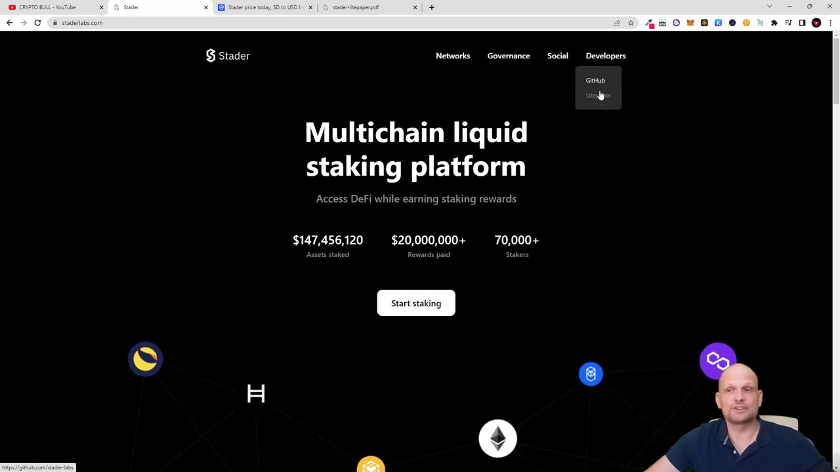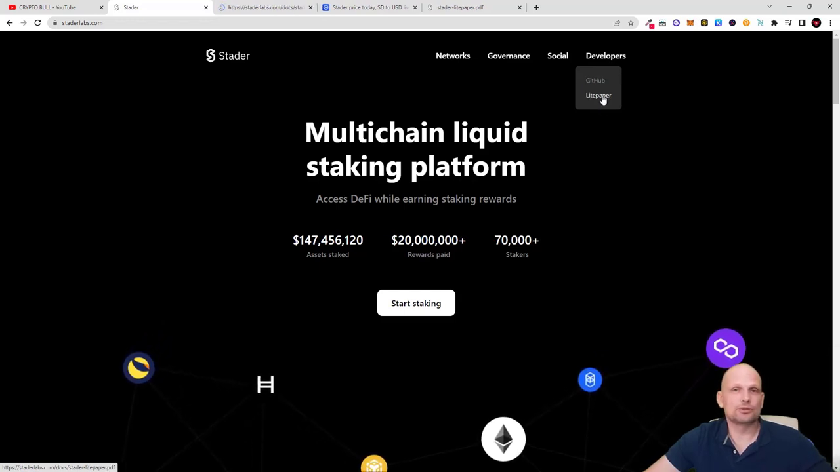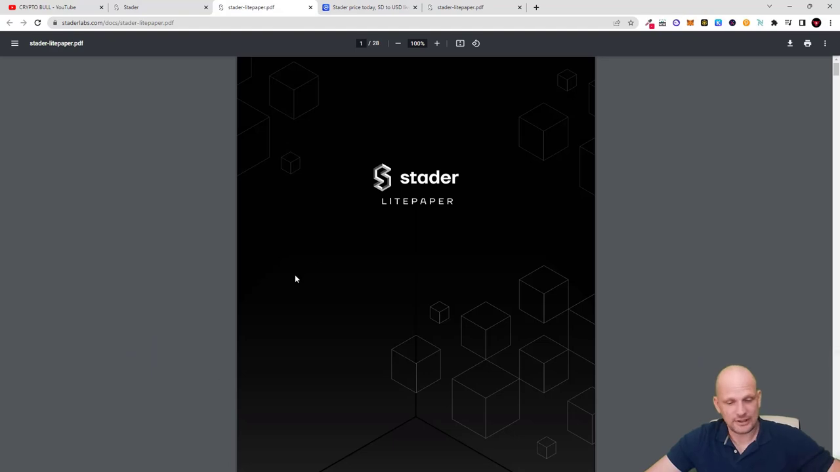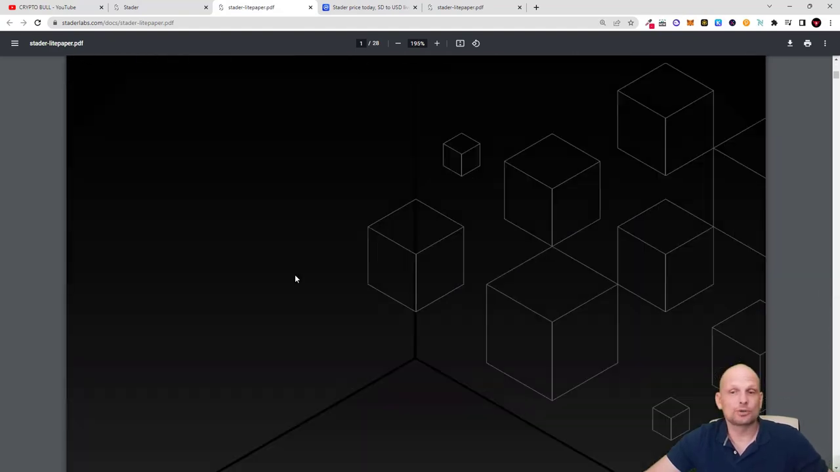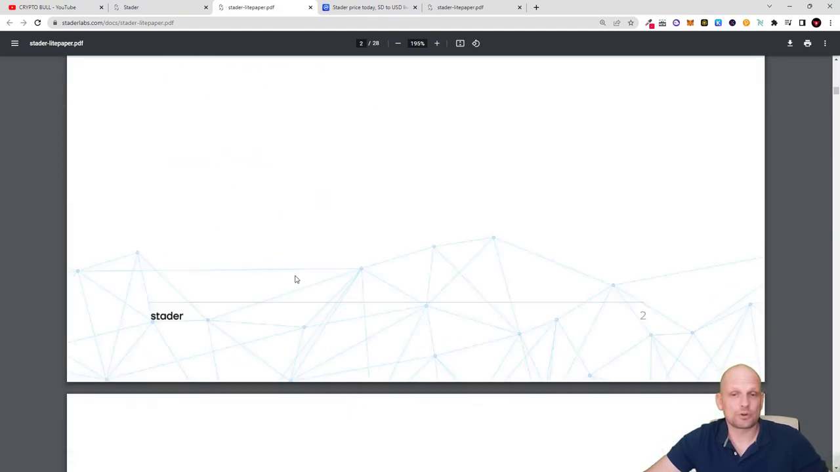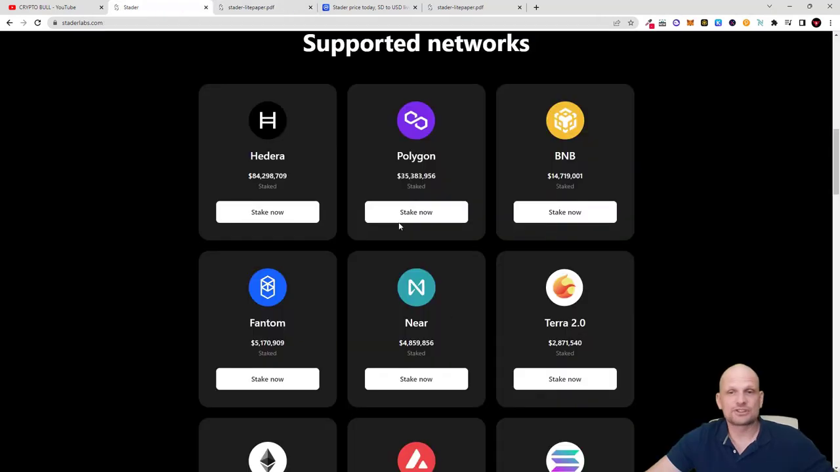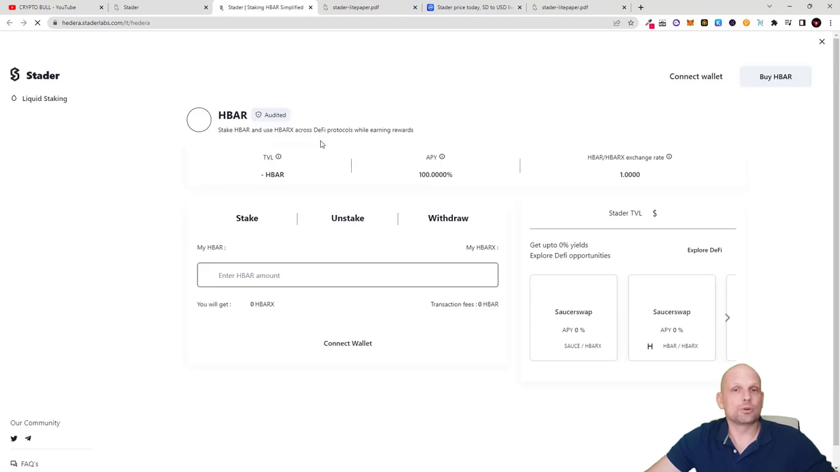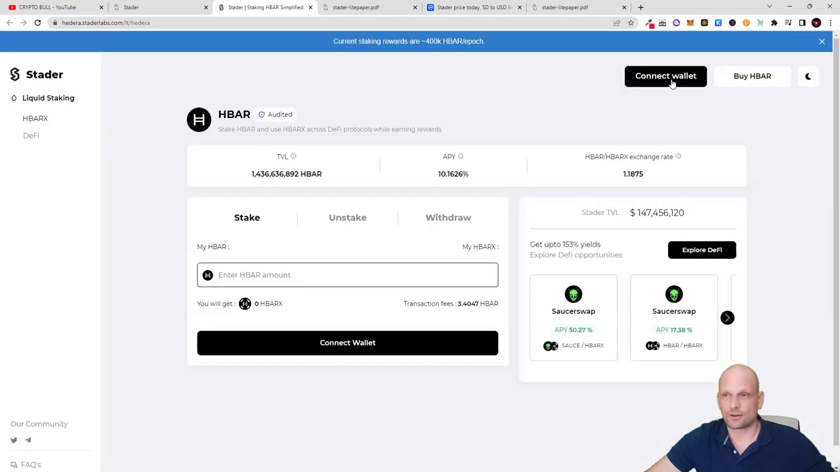Obviously on GitHub you can see the code, but you can click into the light paper, and in the light paper there is a more detailed description about Stader, about how this protocol works, and about tokenomics. Now, for example, if we click on Hedera, you can do your staking here. You can connect your wallet.